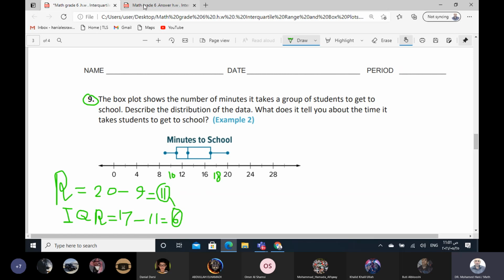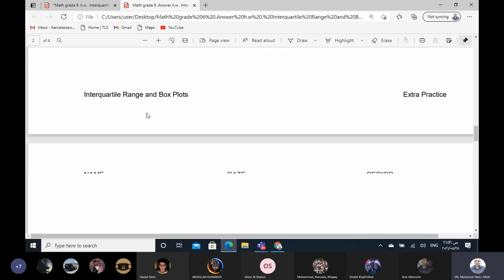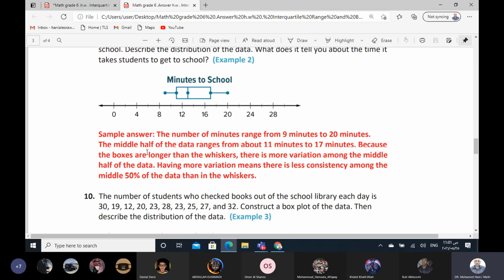So the description: the number of minutes ranges from 9 to 20 minutes, and the middle half of the data ranges from about 11 to 17 minutes. The box is longer than the whisker, so more variation.